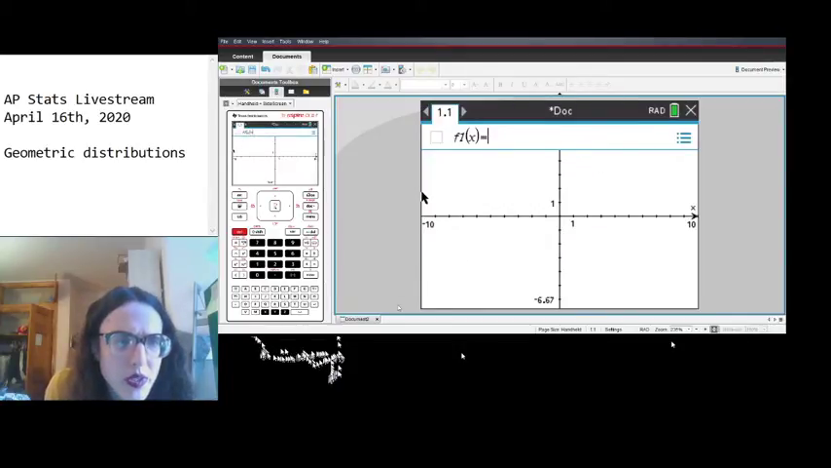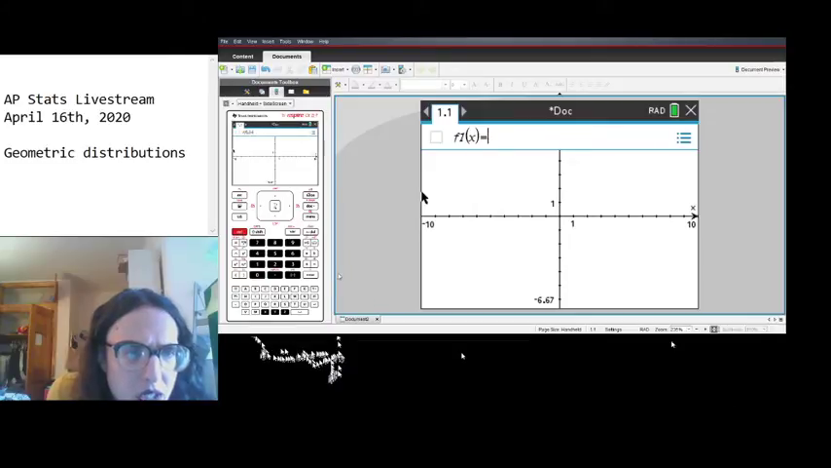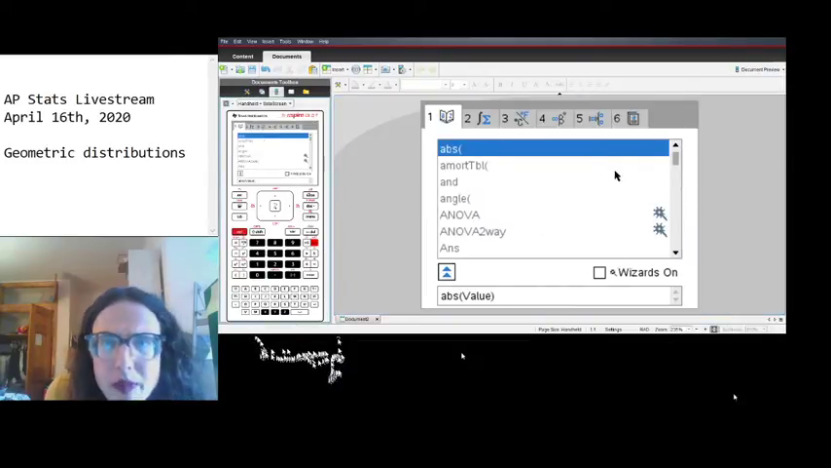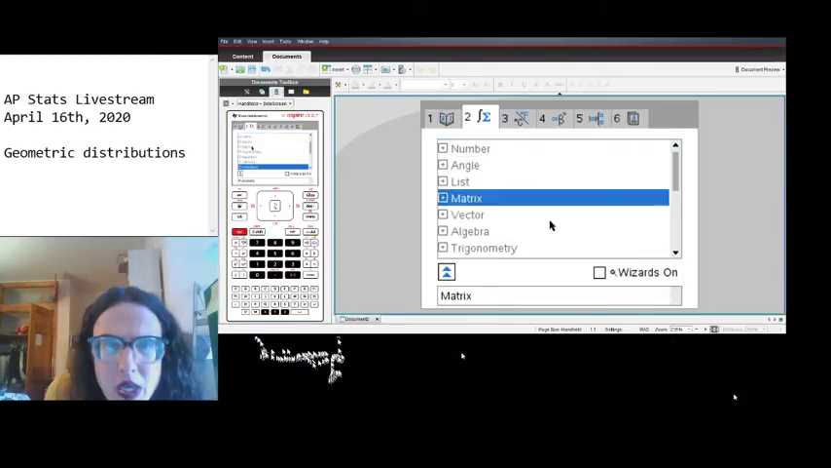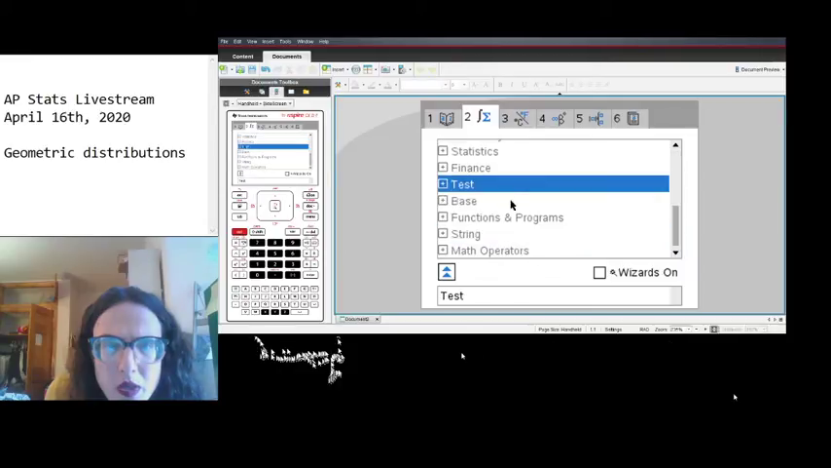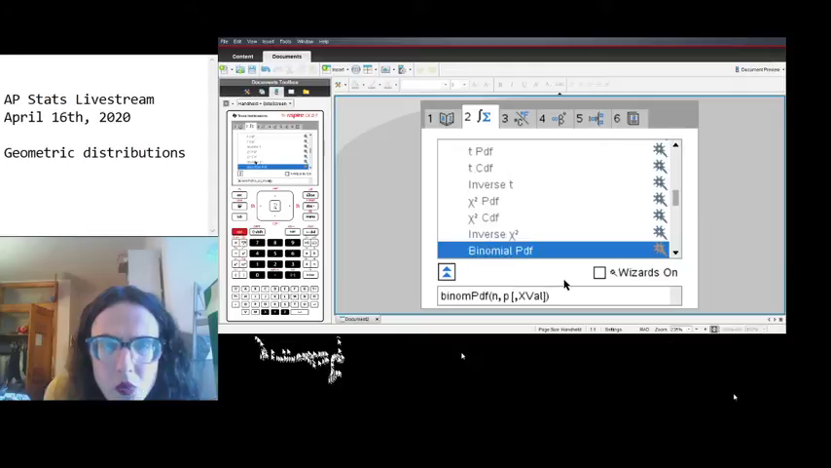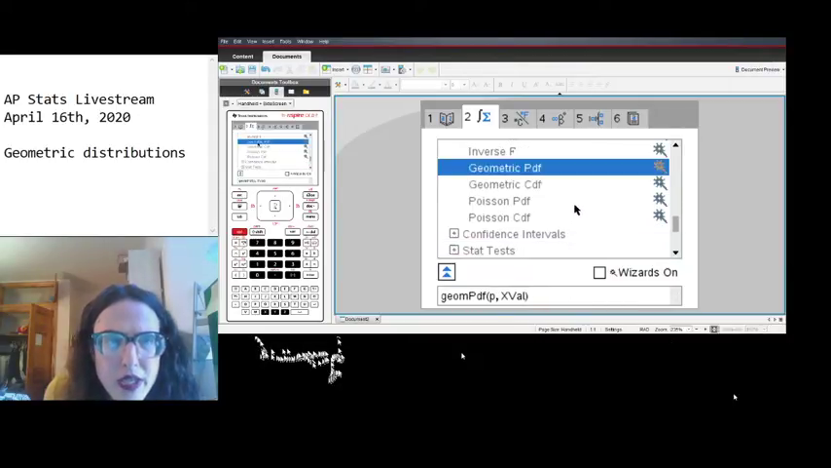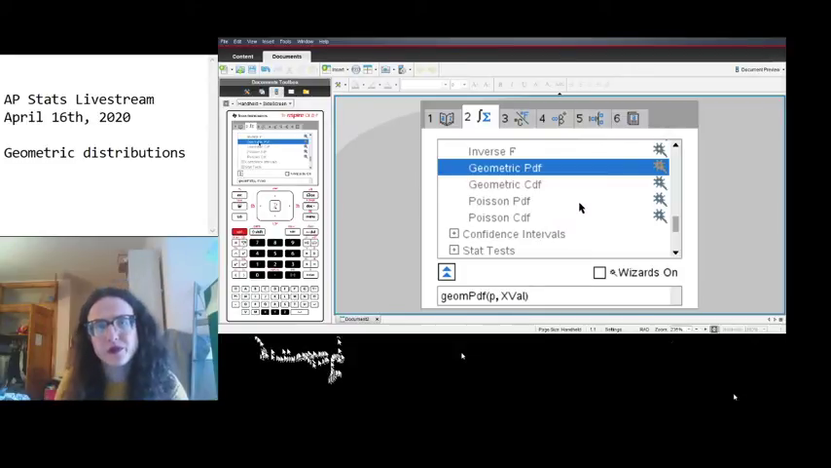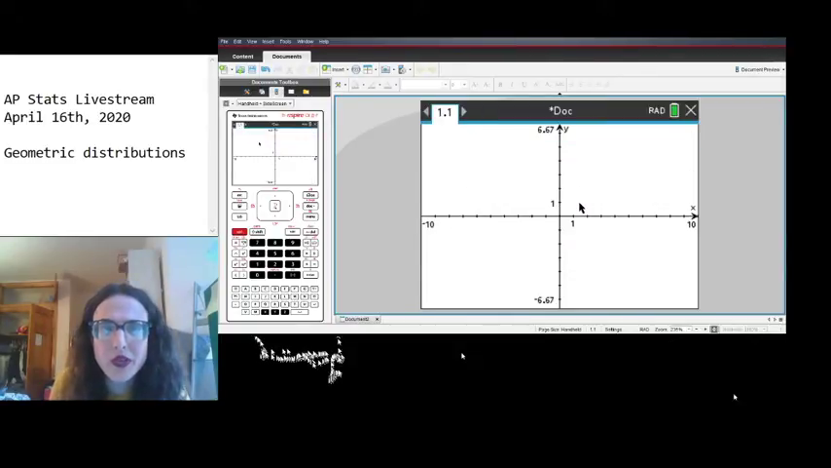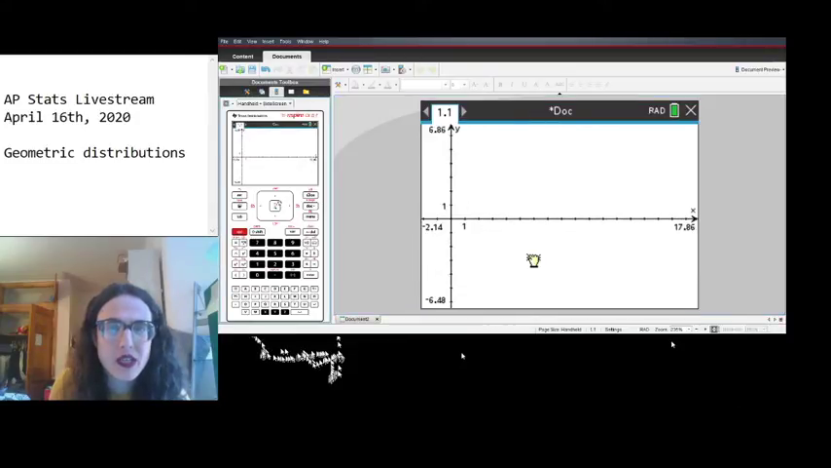All right, so we're going to pick from here. Let's open this up. Stats, distributions, and we're going to pick the geometric PDF because we want to do this at each value, right? That's kind of what I want to show you guys here.